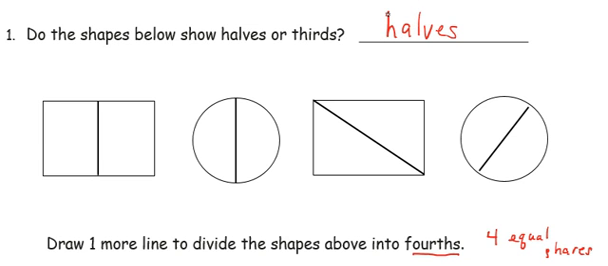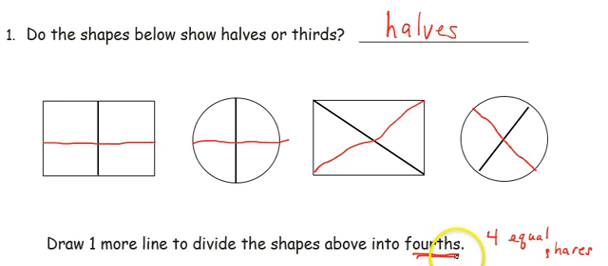So I can go back to this first shape. If I draw a horizontal line, I now have 4 equal shares. I'll do the same thing on the circle. That will give me 4 equal shares. On the rectangle, I'm going to draw another diagonal. That would give me 4 equal shares. And I'll do the same thing on the circle. Try to draw a diagonal here to get 4 equal shares. Each portion is considered a fourth.